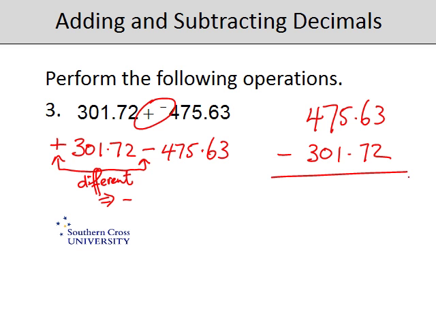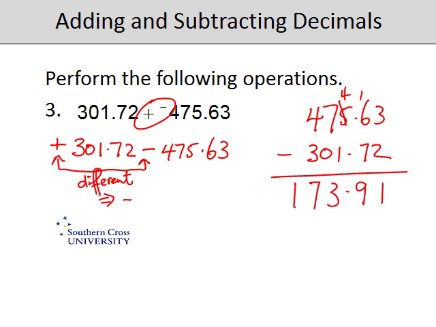So subtracting, 3 take 2 is 1. 6 take 7 you can't do. We need to go and borrow 1. There'll be 4 ones there, and we'll have 16 tenths. Take away 7 tenths is 9 tenths. 4 take 1 is 3. 7 take 0 is 7. And 4 take 3 is 1. So our answer includes the number 173.91, but is it negative or is it positive?